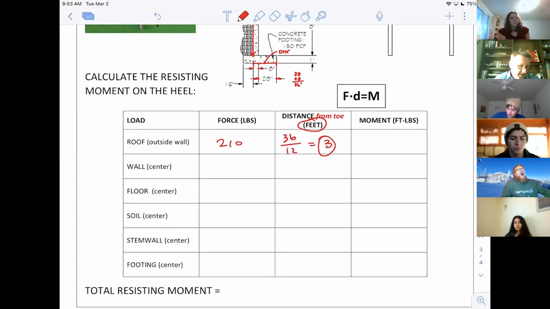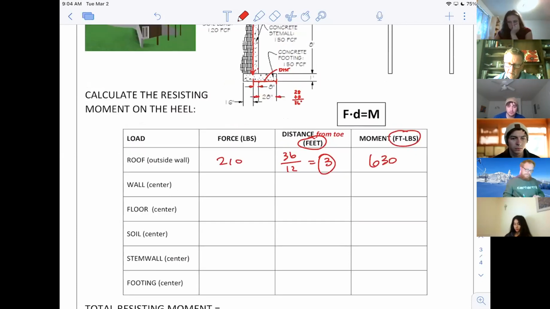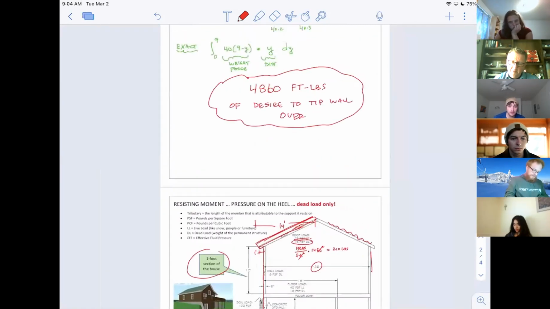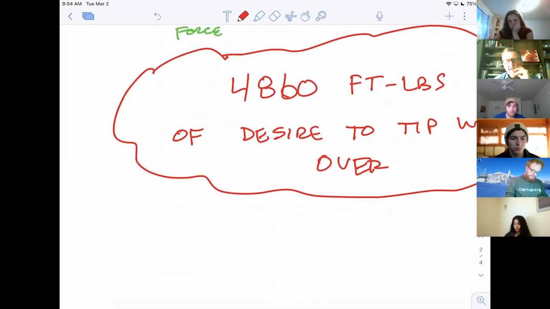And now I can go 210 times 3, 210 times 3. Why am I using a calculator? I can do that in my head. That's 630. The units are up here, so I don't need to write them again. Does that make sense? That's why I'm not writing them. So there's 630. Hey, look, we're on our way to defeating 4860. Do you agree with that? Do you agree we need more resistance? When we add all these up, we better get more than 4860.